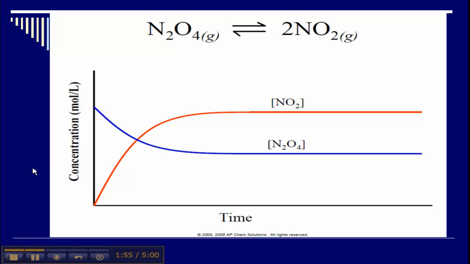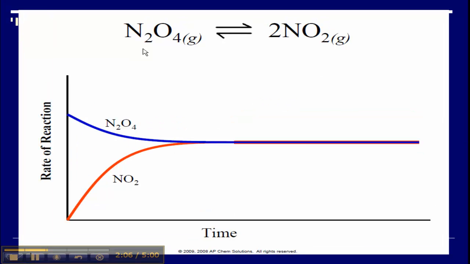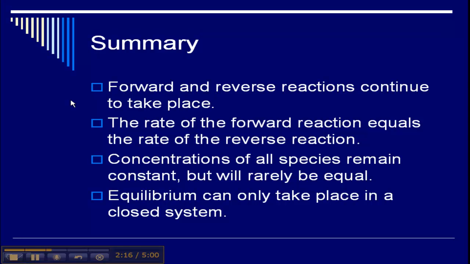So let's look at two graphs here. Here's where your concentration of each one becomes constant. Notice they're not the same, but they are staying the same. The second is where the rates become the same. So this is the speed of the reaction. So both reactions are happening at the same speed. So forward and reverse reactions are going to continue to take place. The rate of the forward is going to equal the rate of the reverse. The concentrations are going to remain constant, but usually not equal. And just remember that equilibrium can only happen in a closed system.